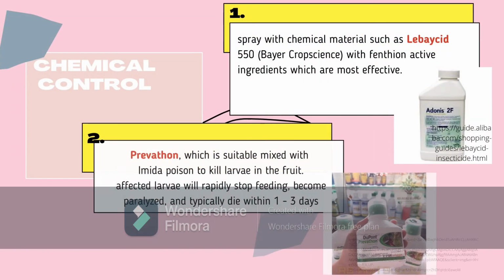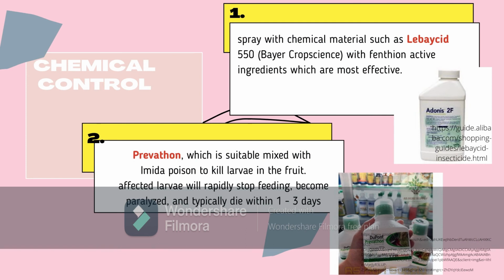Next, the simplest chemical control method is to spray with a chemical material such as Lebaycid 550 with fenthion as the active ingredient, which is the most effective. The next ingredient that can be used is Previcur, which is suitable mixed with imidacloprid to kill larvae in the fruit, because after exposure, affected larvae will rapidly stop feeding, become paralyzed and typically die within 1 to 3 days.